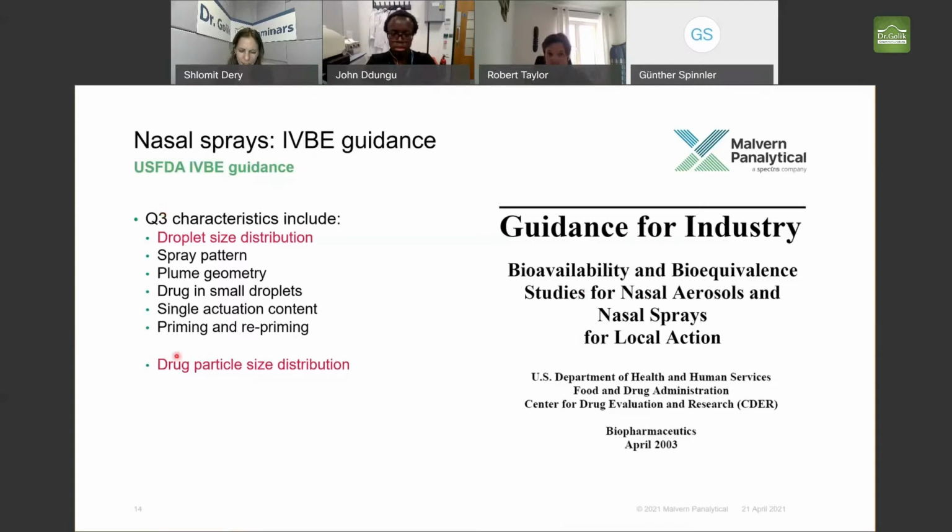They're all listed there, but the two that I've highlighted here are the ones that are relevant to this application. So droplet size distribution, that's what we're doing with Spraytec, and then drug particle size distribution, that's what we can do with the MDRS technique.